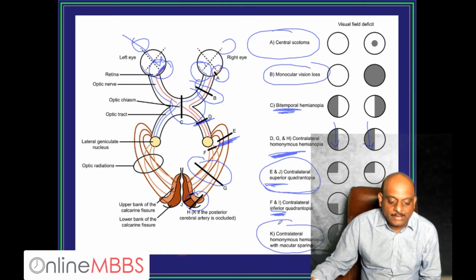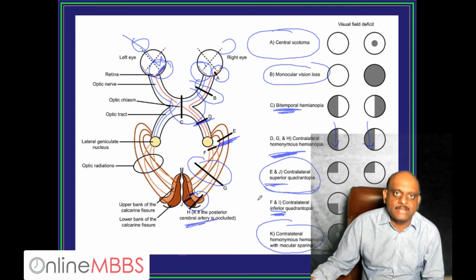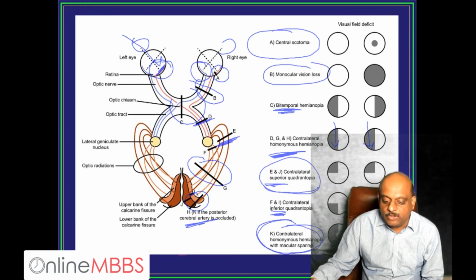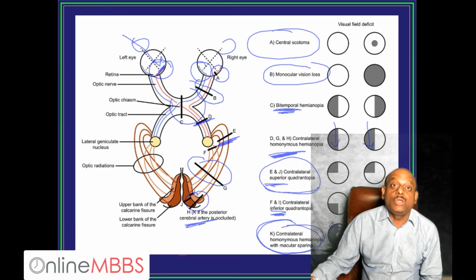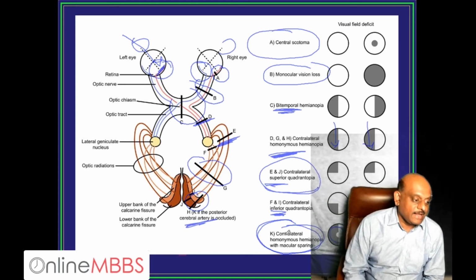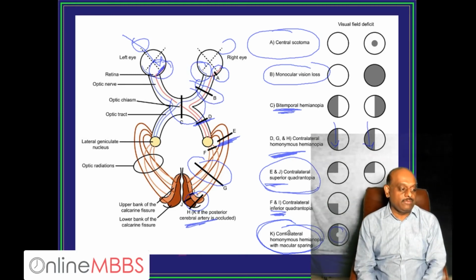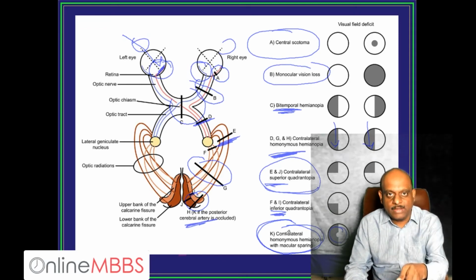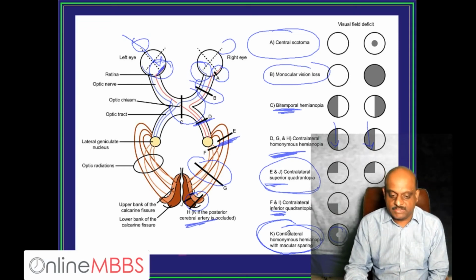So ultimately, if there is any lesion in the visual cortex where the posterior cerebral artery supplies, then you get a homonymous hemianopia, but there is macular sparing. These are the classical features which you have to remember every time. The examiner definitely asks one question from these visual field defects.